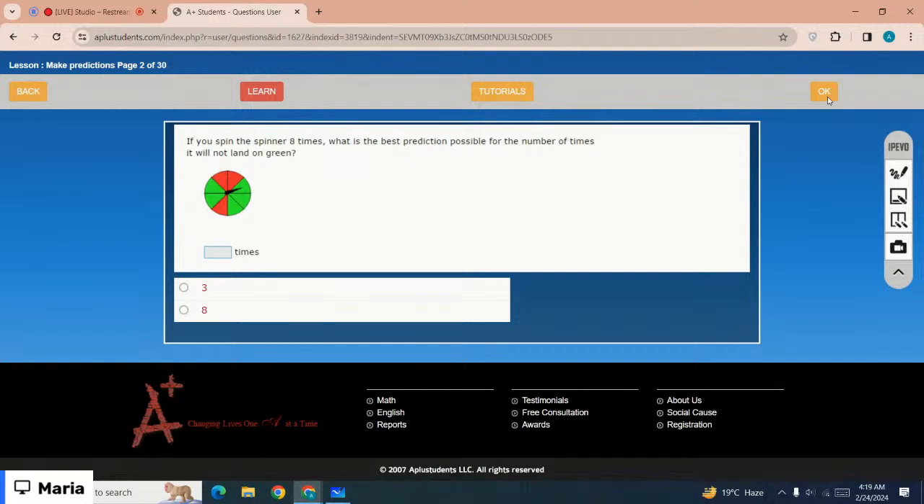The correct option is, not landing on green means that it will land on the red portion, right? Three out of eight are red, and you spin the spinner 8 times, so that means you are left with three. The best prediction is three times it will not land on green. The correct option is three. Got it?